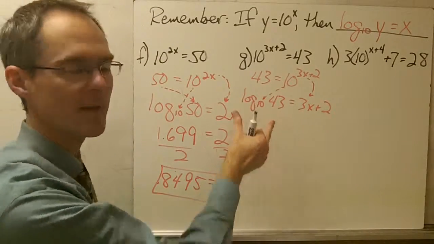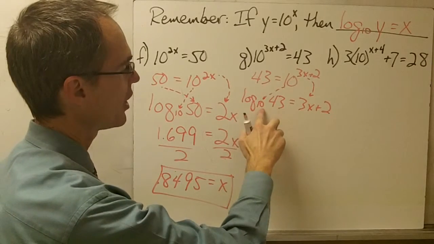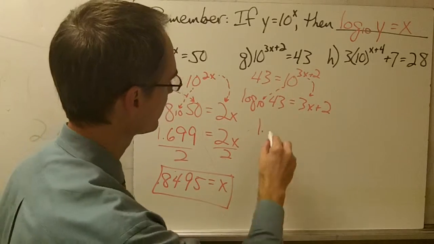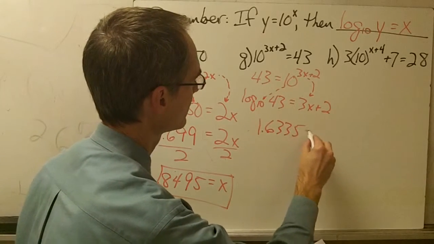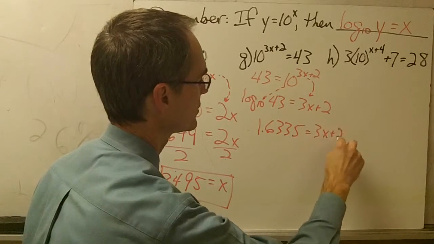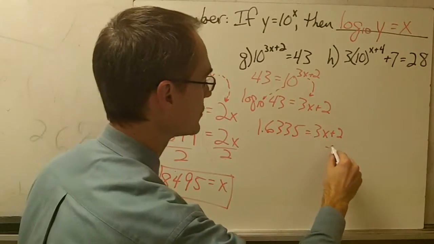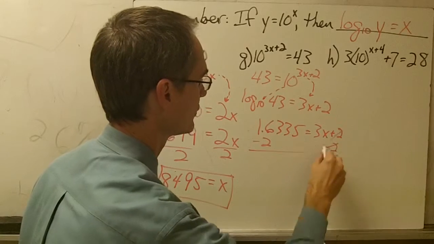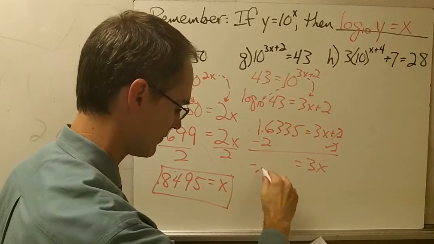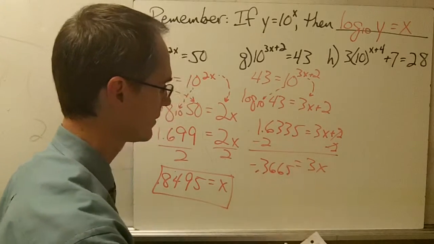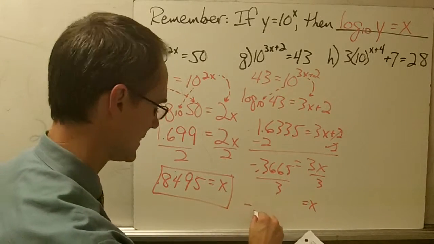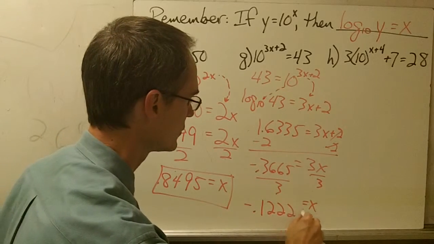Now I can punch this value into my calculator and get an actual number for the log base 10 of 43. And if I punch that in my calculator, I get approximately 1.6335. So this is equal to 1.6335, and on this side I have 3x plus 2. Now I can solve the rest of that equation just using regular algebra. Subtract 2 from both sides. 1.6335 minus 2 is negative 0.3665. Divide both sides by 3, and I get x equals negative 0.1222.